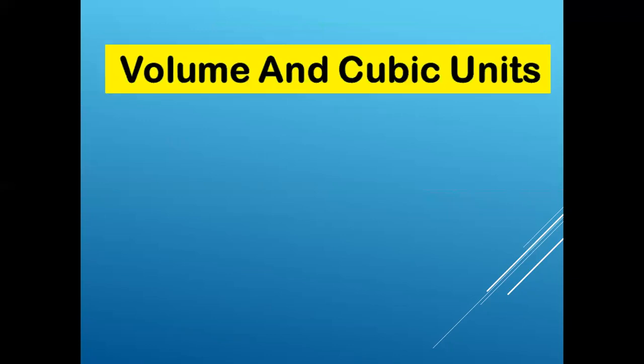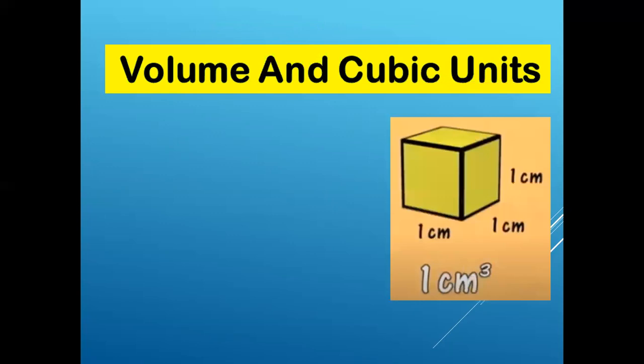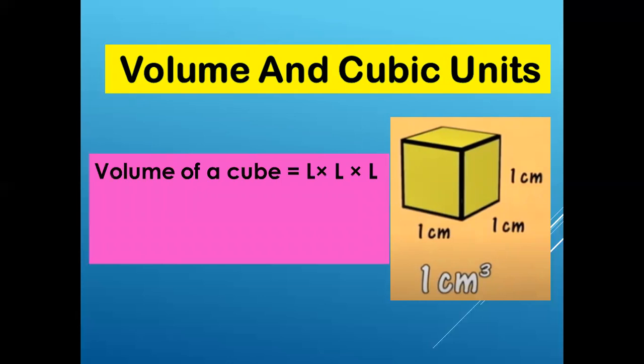Let's explore more about volume and cubic units. If a cube has a side measuring 1 centimeter, then its volume would be 1 cubic centimeter. Since all the sides of a cube are the same, the formula for finding the volume of a cube is length times length times length.